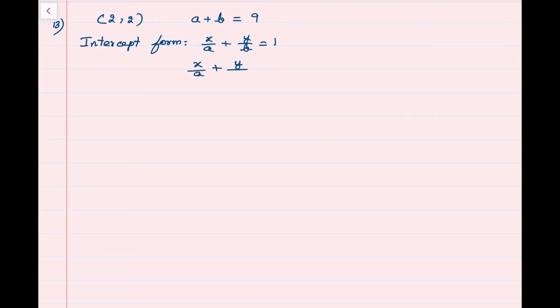Question 13. Find the equation of the line passing through the point (2, 2) and cutting off intercepts on the axes whose sum is 9. So, total a plus b is 9, where a and b are the x and y intercepts. Something about the intercepts is given, so we will use the intercept form, which is x by a plus y by b is equal to 1. x by a plus y divided by b, where b is 9 minus a.